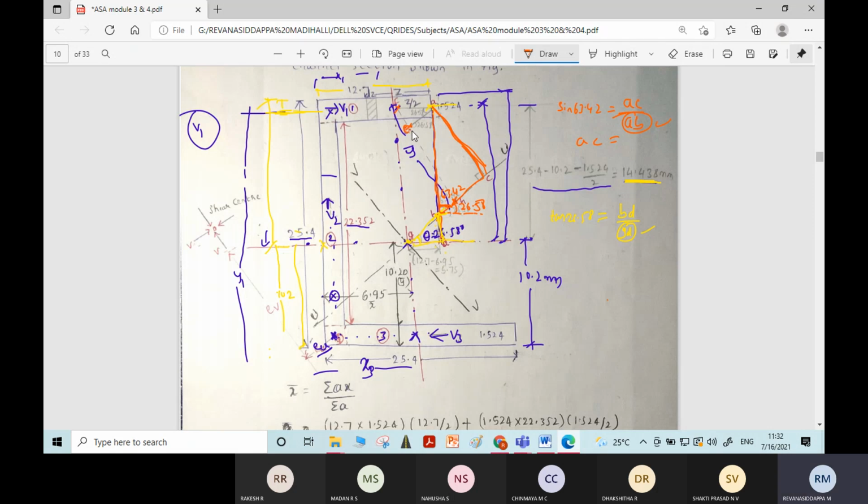This AC length is equal to the EH length. Correct? AC and EH are parallel lines, so AC is equal to EH. Therefore from E to H you will get the distance. But FH distance we want, FH is equal to EH plus FE. Again we need the value of FE.